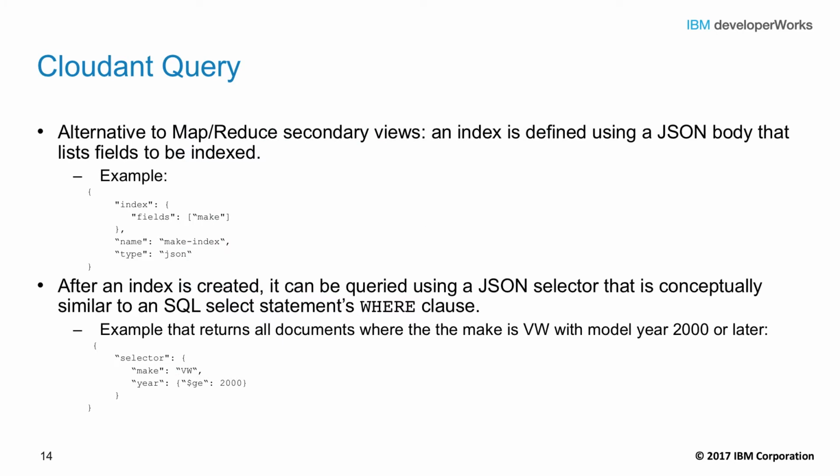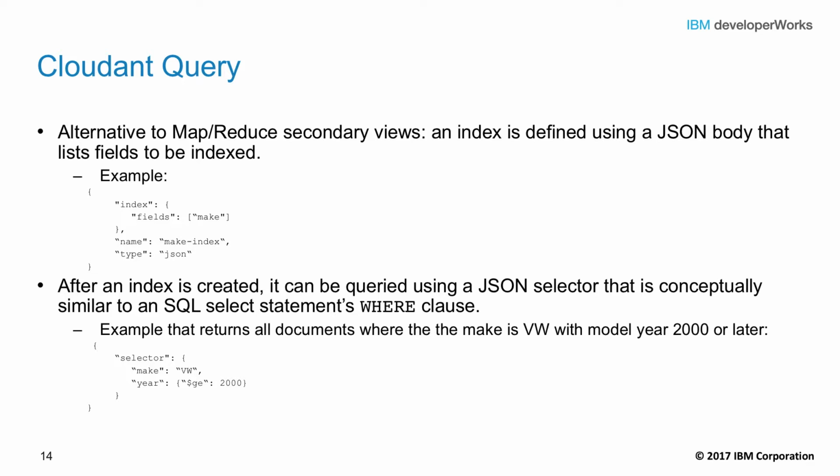Cloudant query provides an alternative way to define and execute queries against documents. Instead of writing a JavaScript map reduce view, you define an index by posting a JSON body listing the fields you want to index. Continuing with the example from the previous slide, we could index the list of cars in an inventory by make with this JSON object. Once you've defined an index, you can run queries against it.